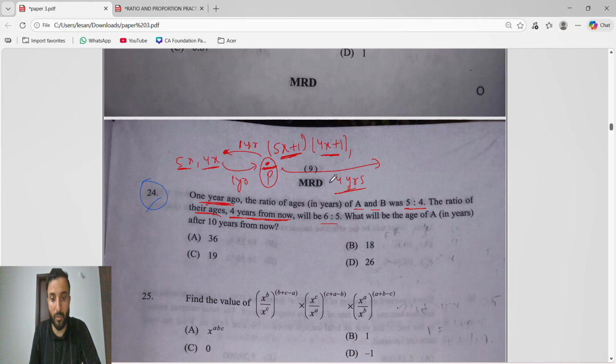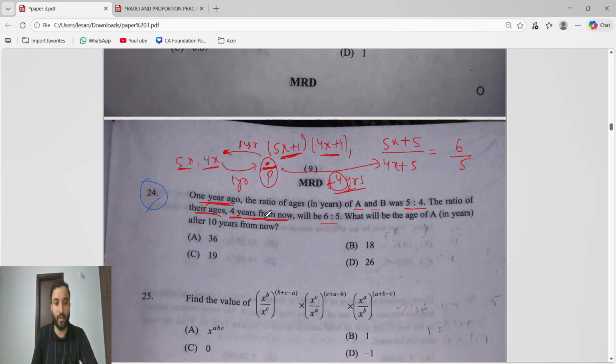4 years from now means what will happen? We will add the 4 years. So it was 5x plus 1, then we add the 4, so it becomes 5x plus 5, divided by, it was 4x plus 1. Now we have to add the 4 here. 4x plus 1 plus 4, 5. Equals 6 by 5. That's it.